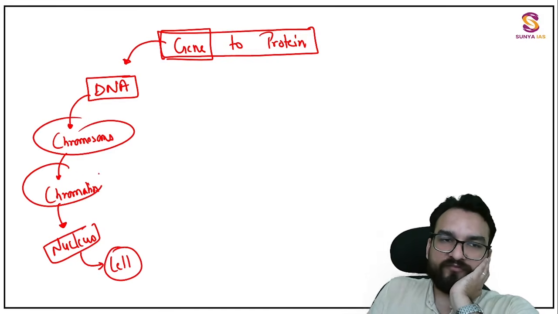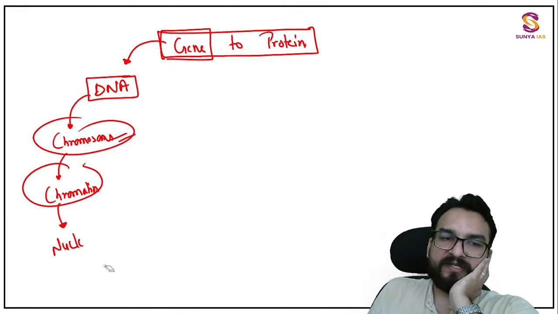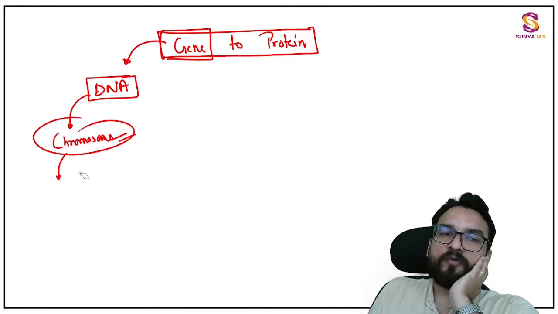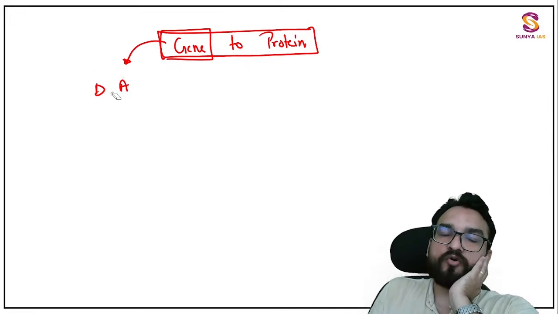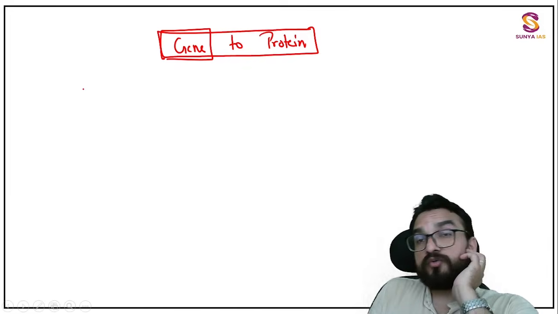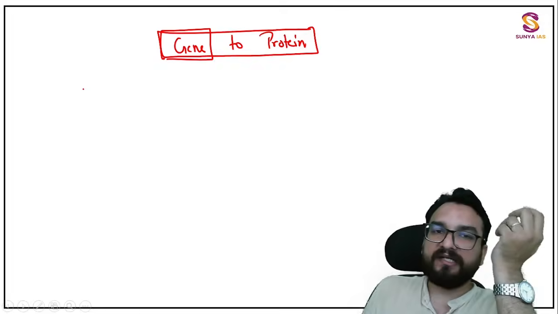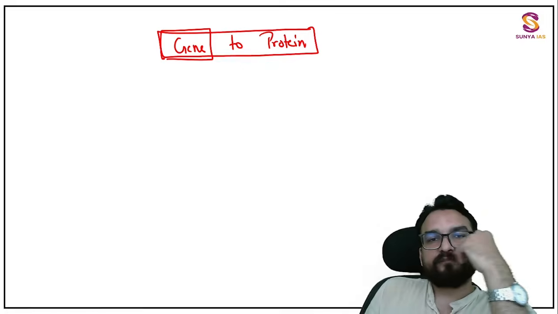Chromosome and chromatin we have to study again in detail in a separate lecture, because we have one subtopic, chromosomal aberrations, that we have to see in detail. So we will see that separately.